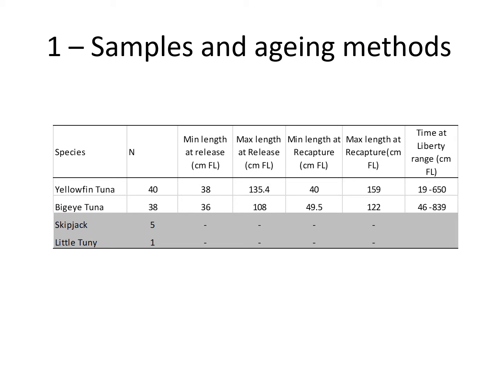For this study we had 40 yellowfin tuna otoliths and 38 bigeye tuna otoliths available for analysis. These ranged in length of recapture and also time at liberty. There was a small number of skipjack and little tunny otoliths that were provided, however the results today will only focus on the yellowfin and the bigeye.